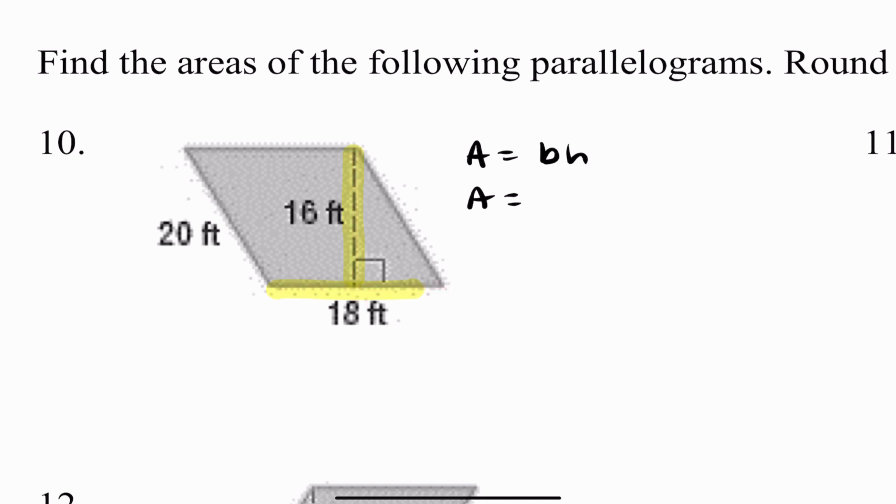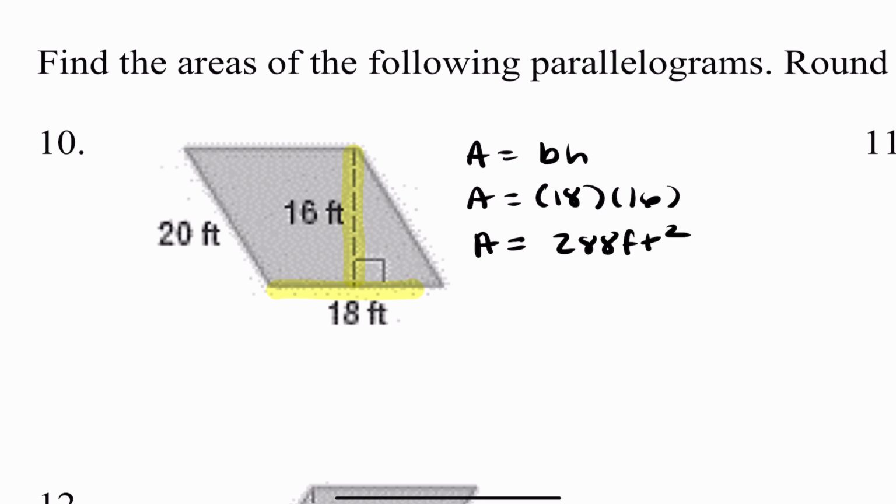You do not say that you multiply 18 by 20. 20 is not the height. That's the slant height. You need to figure out what's perpendicular to each other. Super important. People mess this up a lot. So A equals 18 times 16, and then you can just put that into your calculator. 18 times 16 is 288 square feet.